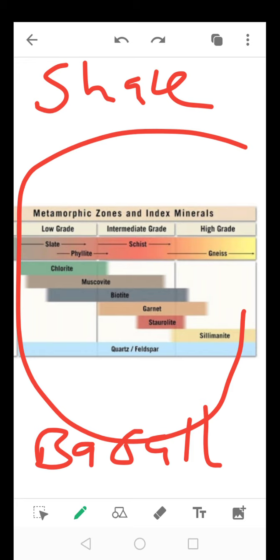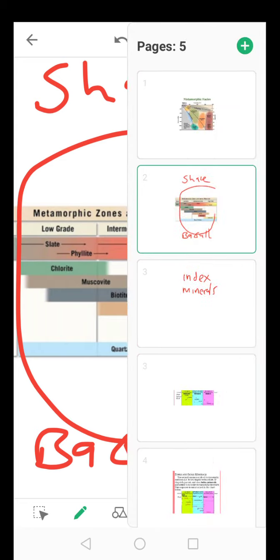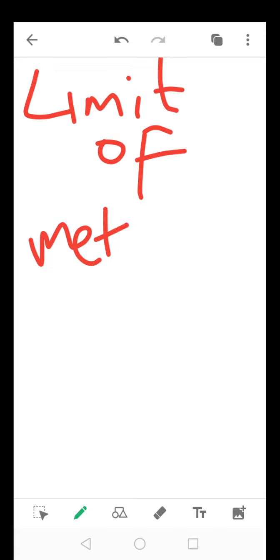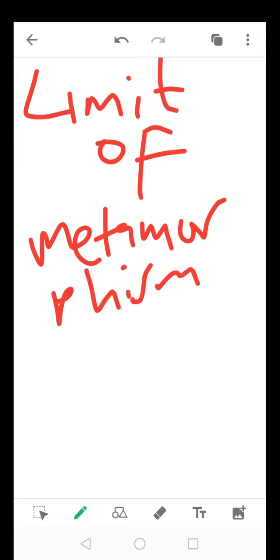Now, before that, I want to take you through the limits of metamorphism so that you understand the limits of metamorphism. What are the limits of metamorphism? You know, as geologists, we tend to divide the rate of metamorphism or the conditions of metamorphism.